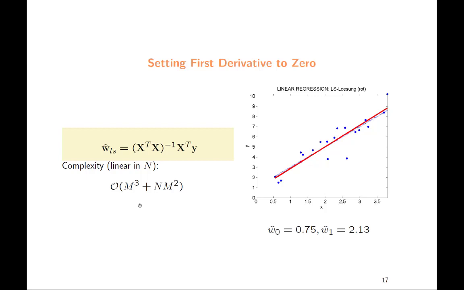So here we get these parameters out for this data set, 0.75 for the offset, and W1 is 2.13, so it's a slope in this case. So this is an important equation. Maybe you can try to get familiar with a little bit what this means. Technically, you can just plug it in any MATLAB or whatever software environment you're having.